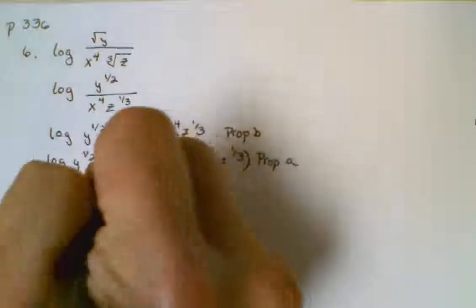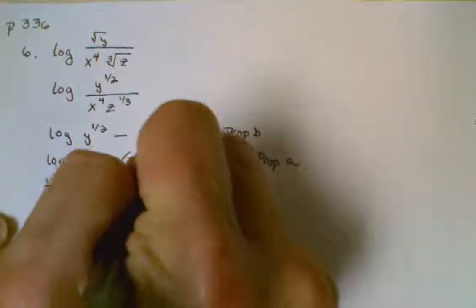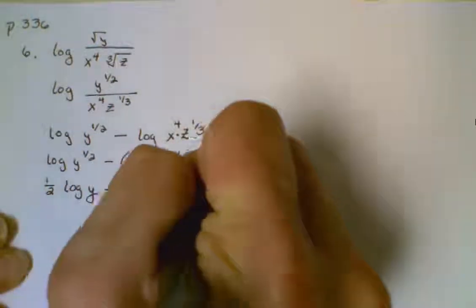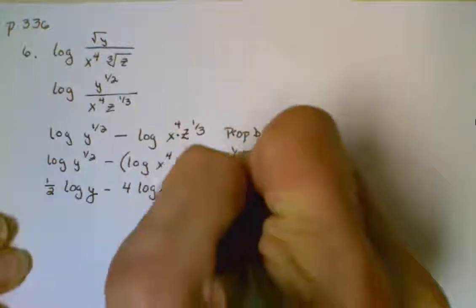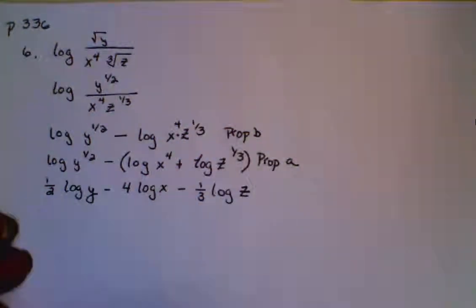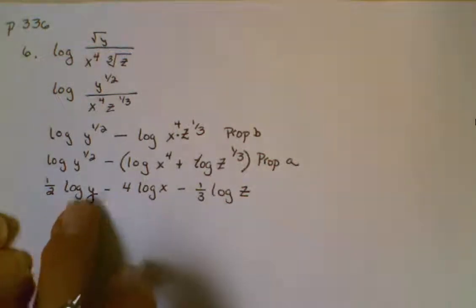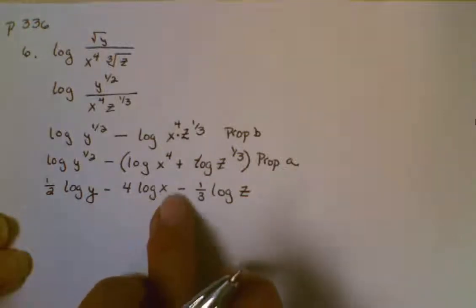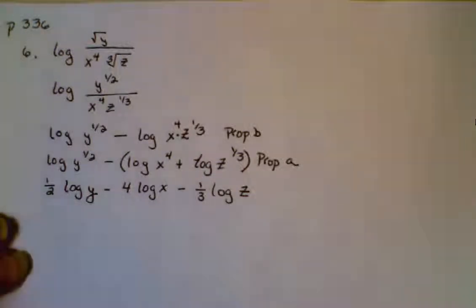I'm going to go ahead and distribute that negative and bring those other exponents out front in the same step. And now I've done what the directions ask. I have log of plain old y, log of plain old x, log of plain old z.